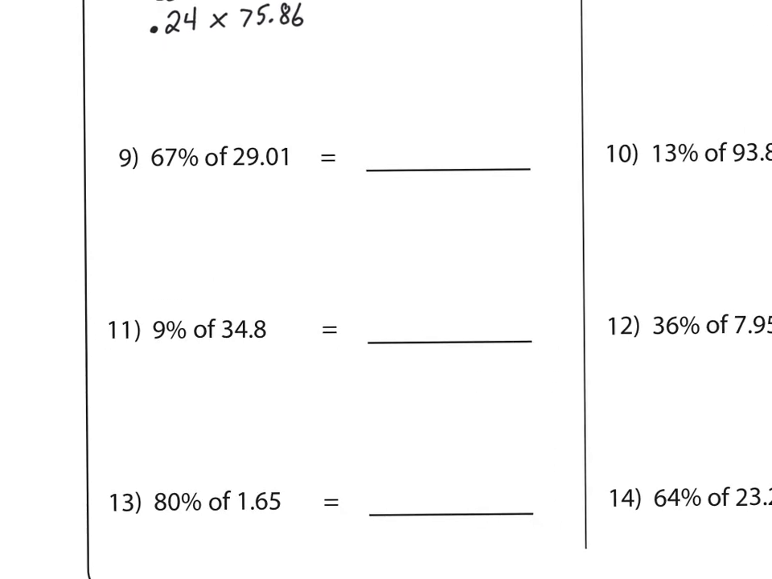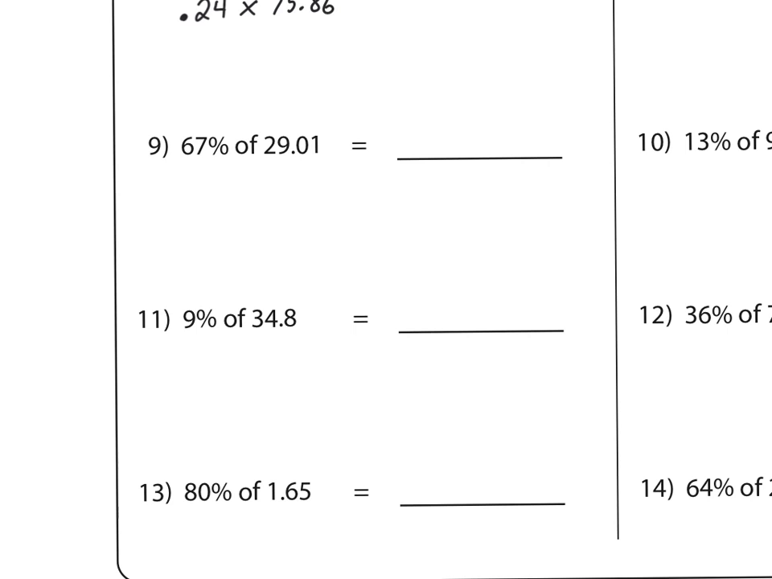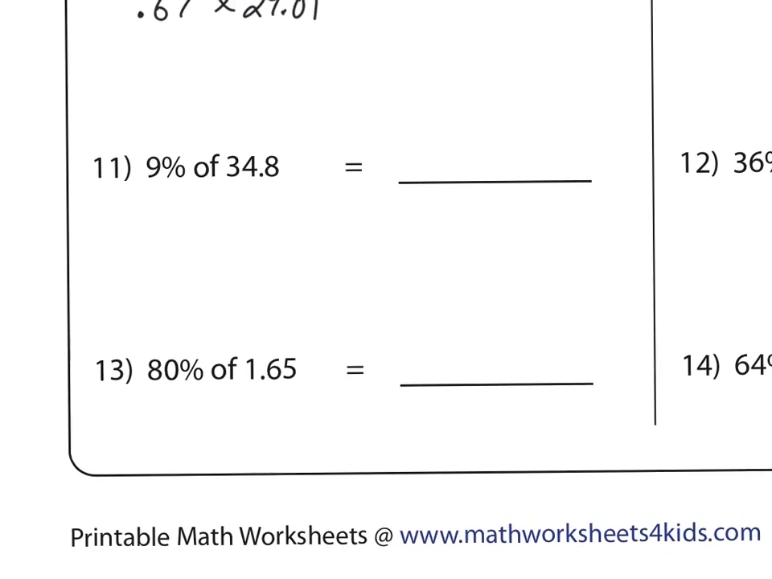And you're back for number 9. 67% becomes 0.67 times 29.01. And that gives us 19.44. Pause the video again, do number 10. And you're back for number 11.